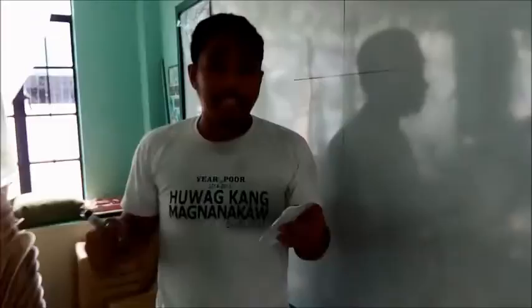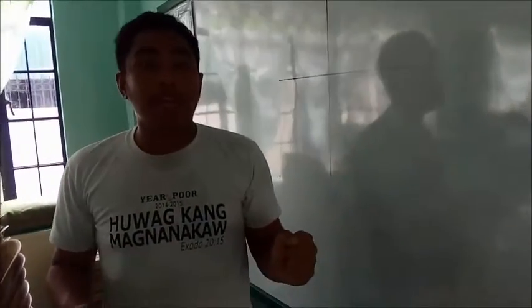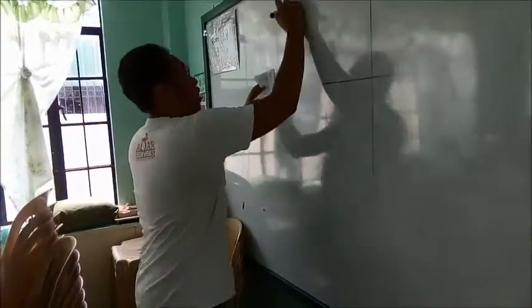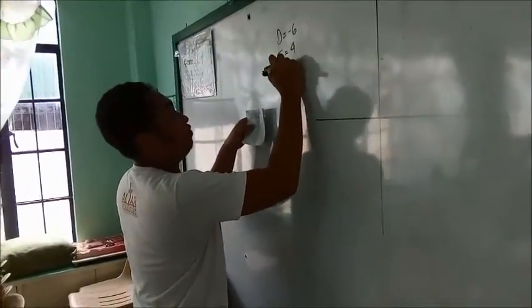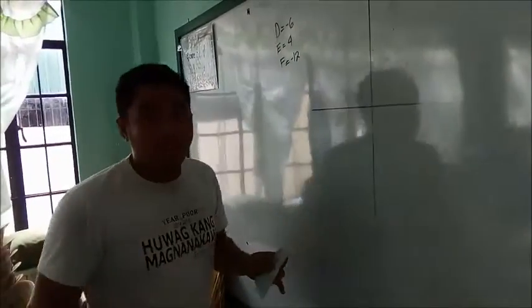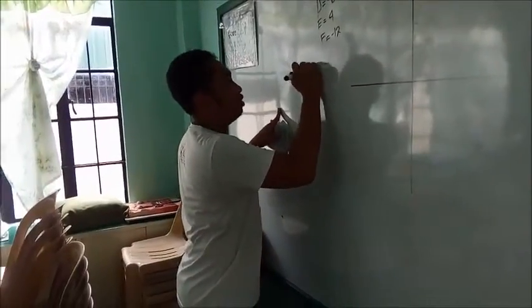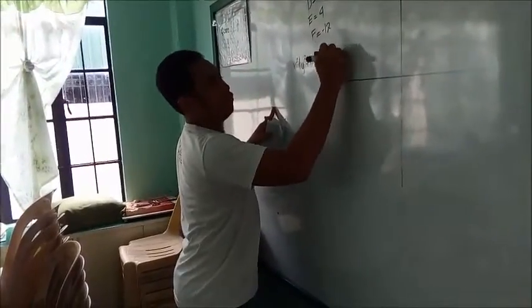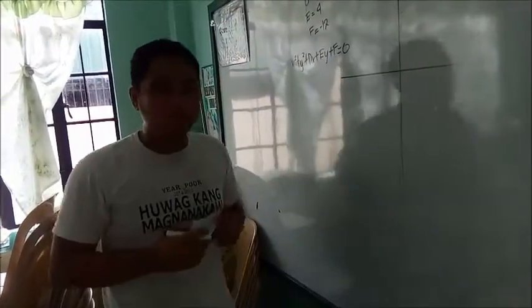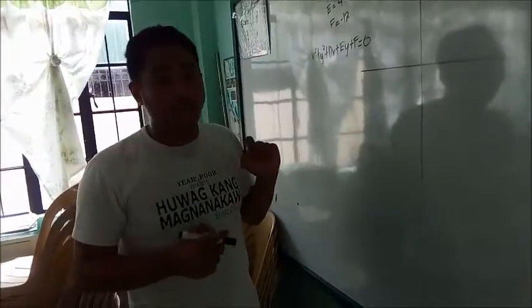So the next circumstance is what if we don't have the center, we don't have the radius, but we have the values of d, e, and f in the general form. For example, we have d is equal to -6, e is equal to 4, and f is equal to -12. So the general form of a circle is x squared plus y squared plus dx plus ey plus f is equal to 0. So what we will do is that we will just substitute the given values d, e, and f in the general form.